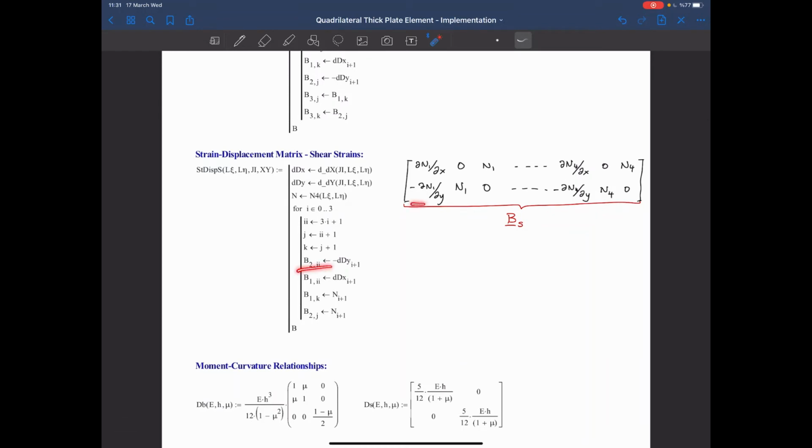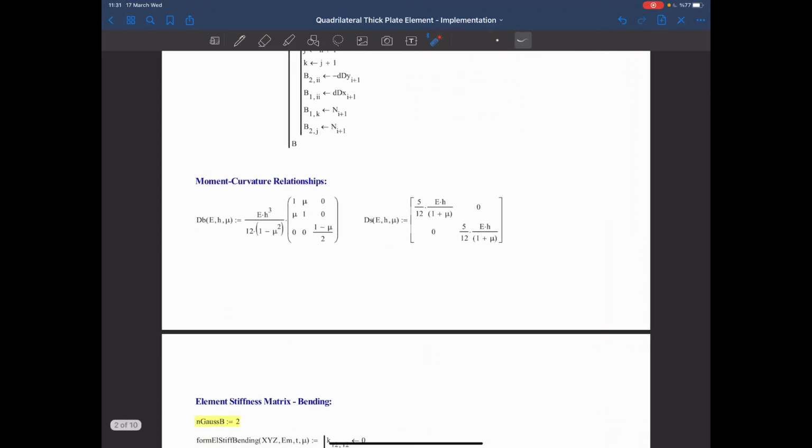The same for the shear deformations. In the second row, put this one, first row, put this one, and the values of the shape functions themselves. This algorithm will give the strain displacement relationship for the shear strains. Now we have the moment curvature relationship, and this is the shear force shear strain relationship. So I put 5/6 in front of it, so this will allow the shear correction in the bending area.